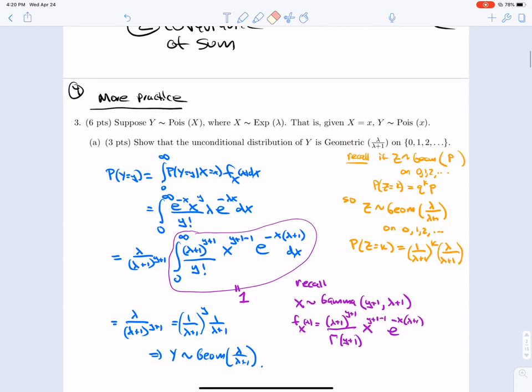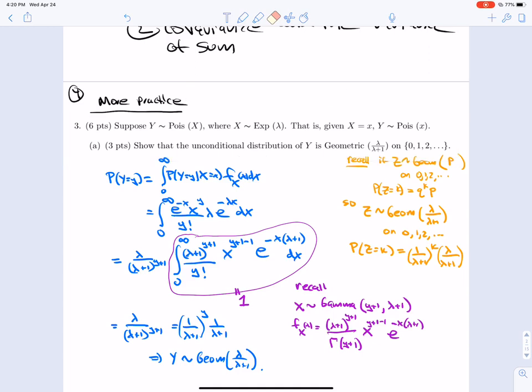So I asked you guys this question. Suppose that Y is Poisson(X), where X is exponential(lambda). Show that the unconditional distribution of Y is geometric(lambda over lambda plus 1) on 0, 1, 2. You can recall that Z is geometric(p) on 0, 1, 2, and so on, if the probability that Z is k is q to the k times p. So we need to show that the probability that Z is k is 1 over lambda plus 1 to the k times lambda over lambda plus 1.